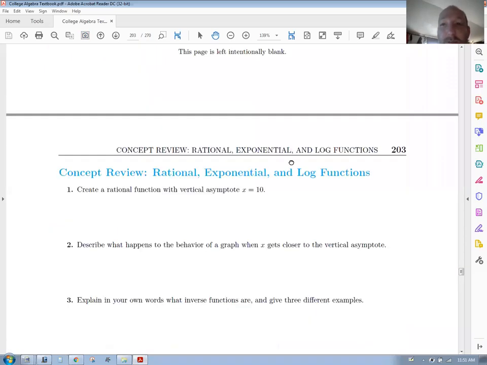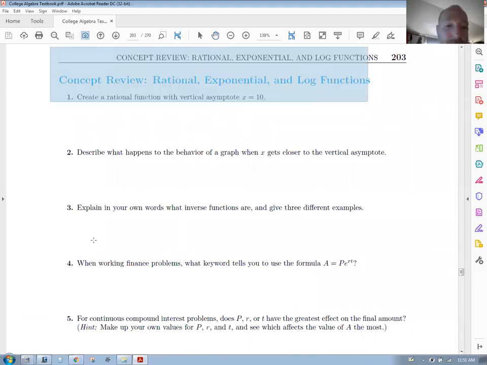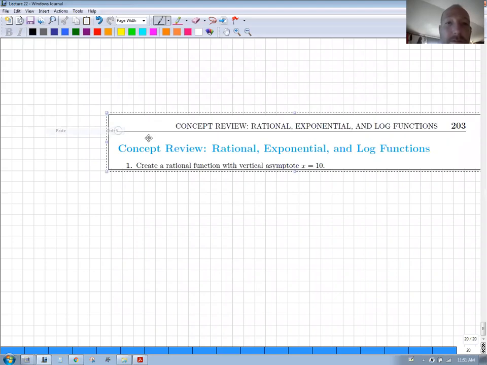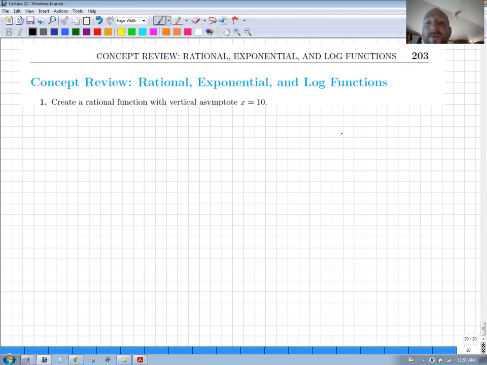All right, concept review, page 203. Create a rational function with vertical asymptote at x equals 10. How about 1 over x minus 10? If you plug a 10 in there, it's undefined. So f of x equals 1 over x minus 10. Remember, vertical asymptotes occur whenever you get 0 on the bottom.